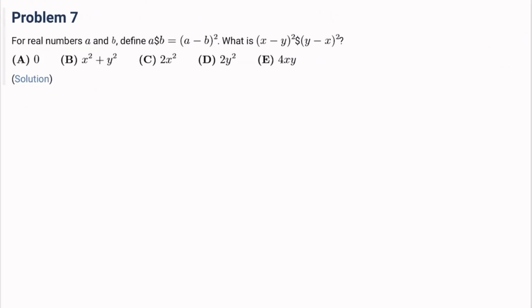Number 7, for real numbers a and b, define a star b equals a minus b squared. What is (x minus y squared) star (y minus x squared)? Okay, so we know that these two are just exactly the same thing, right? And so if we have a minus b squared, then that's just going to be 0 squared, right? So it's 0, it's A.